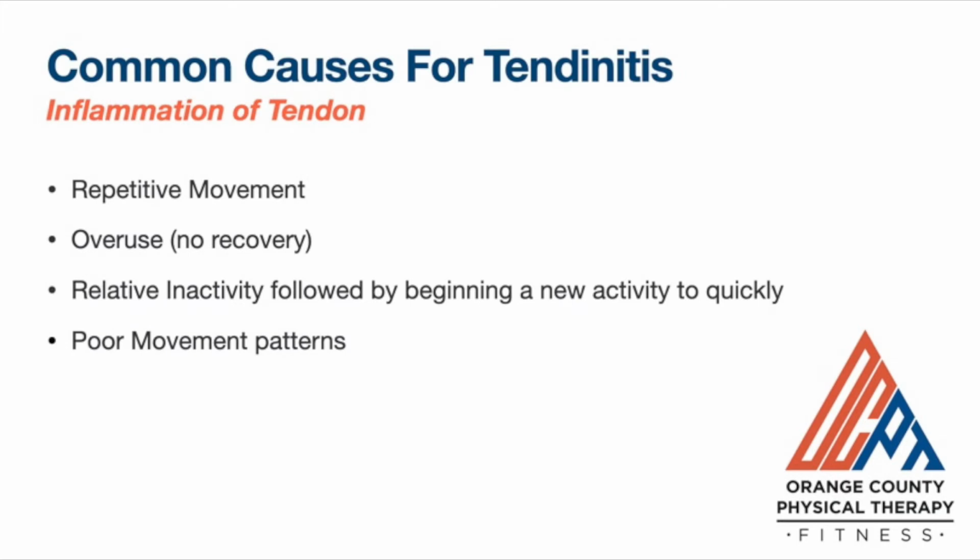So we know the symptoms now. What are the common causes for tendinitis? So the most common causes are below. Repetitive movement. So say you're a painter, you're constantly doing overhead painting, you're at a higher risk for developing a tendinitis of, say, the shoulder. Overuse. This is a little bit different than repetitive movement. This is more so you're doing a motion repeatedly and you're not allowing yourself time to recover.